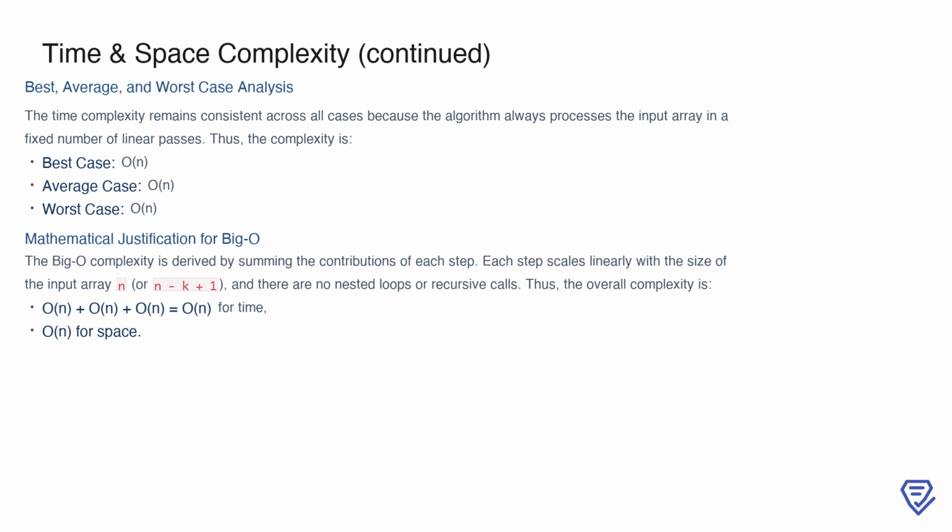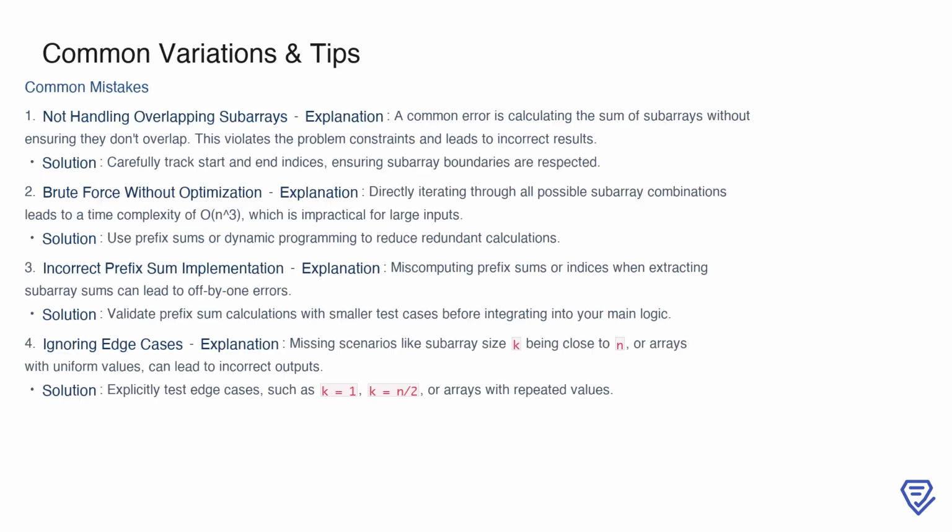This combination of linear time and space complexity is what makes the solution both optimal and practical for large datasets. When solving this problem, there are several common mistakes to watch out for. First, not handling overlapping subarrays is a frequent pitfall. Since the problem explicitly requires non-overlapping subarrays, failing to enforce this constraint will lead to incorrect results. A good solution is to carefully track the start and end indices of each subarray, ensuring their boundaries are respected.